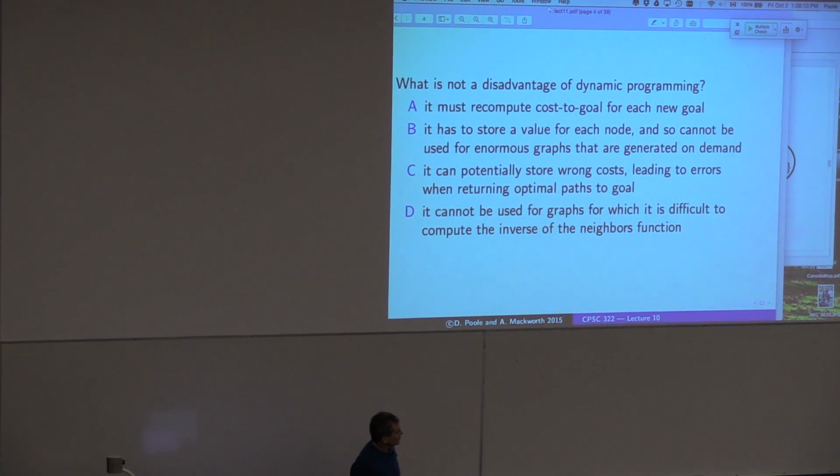C, it doesn't store wrong costs. If you do this least cost search backwards, it always just keeps generating them in order. And it requires finding nodes going backwards from a node. If you've only stored the neighbors, which is all you need to represent a graph, then you can't use it when you're doing the inverse. Okay? Any questions about that?